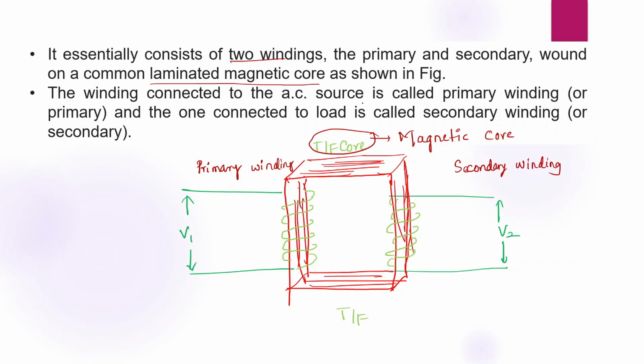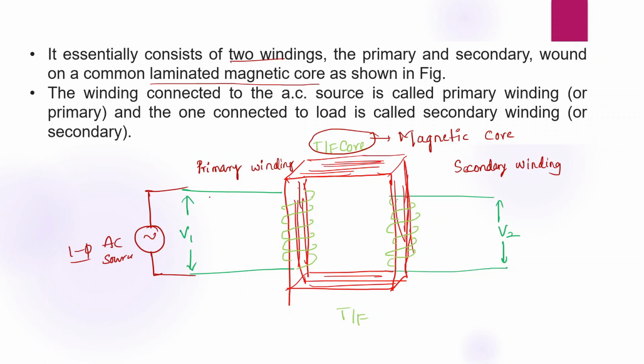So the winding connected to AC source. So this V1 is connected to AC source here. This is AC source. It can be single phase voltage. For single phase transformer it is single phase. For three phase transformer it is three phase. Okay, so there will be two types of transformers, single phase and three phase.